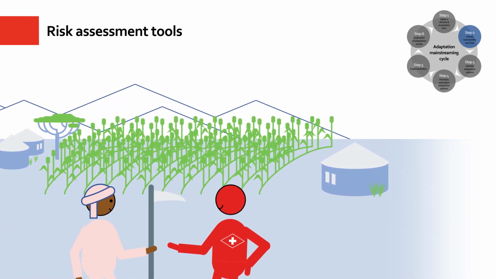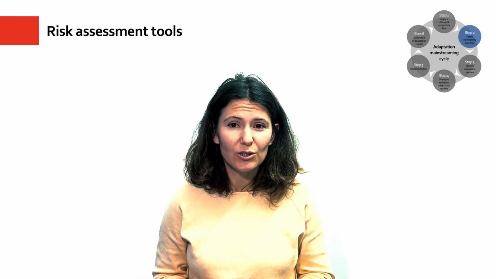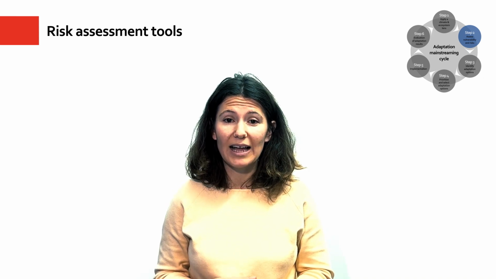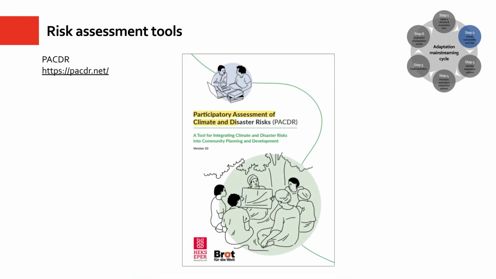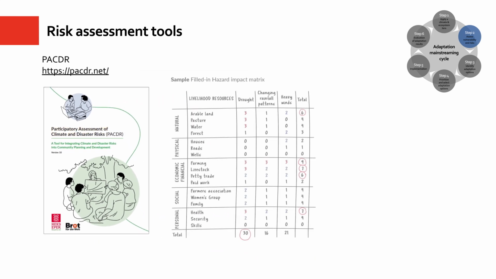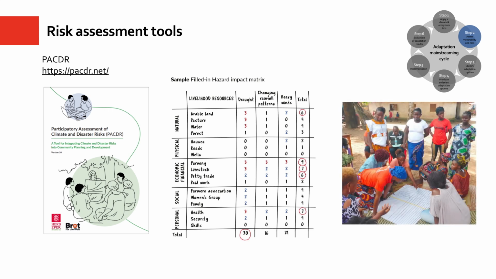For a participatory and community-based approach to risk reduction and adaptation planning, we can recommend PACDR, the Participatory Assessment of Climate and Disaster Risks. The tool was developed by a group of Swiss and German NGOs, some of which are also members of the DRR platform. The tool allows you to prioritize hazards, understand vulnerabilities in depth, and advance on adaptation planning.